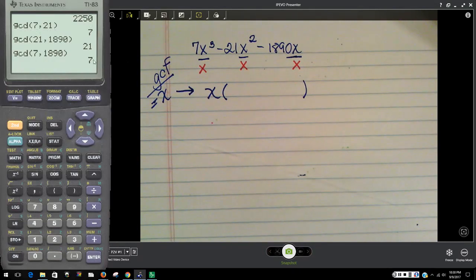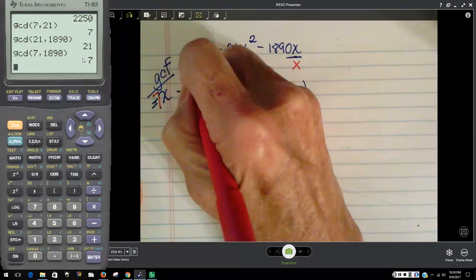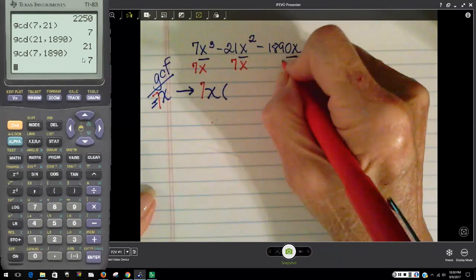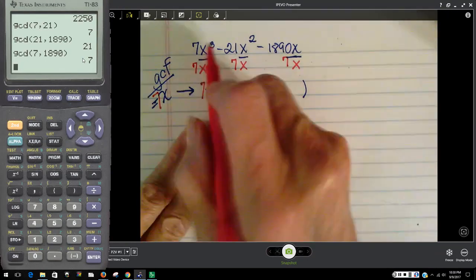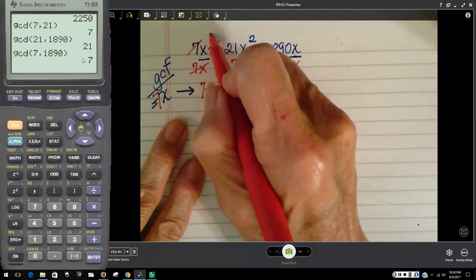Now, since we know 7 can't be divided by 21, but 7 and 21 and 7 and 1890 can both be divided by 7, then our greatest common constant divisor is 7, and we need to put the x there also. So your greatest common factor always involves two pieces. Is there a number and is there a variable? So 7x is our greatest common factor, and 7x divides into 7x cubed to leave us with x squared.